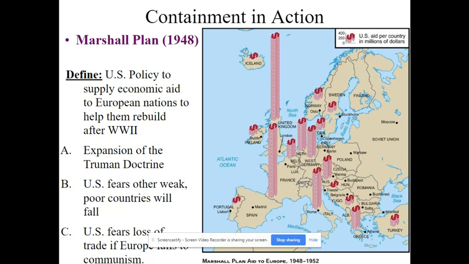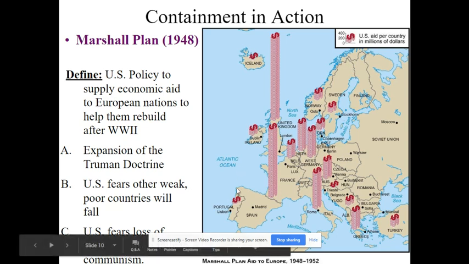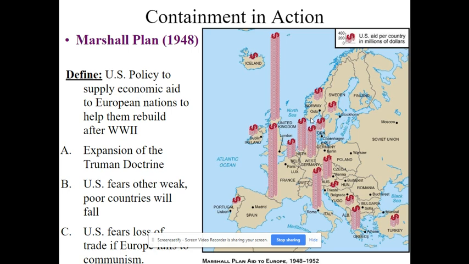If any of these countries feel the threat of communism, all they have to do is call the United States, and the United States will be there to help them and protect them. We're going to act as basically a big brother. The U.S. obviously fears that weak and poor countries will fall. And if all of Europe ends up falling under communist rule, that's going to eliminate all of our European trade allies, and that's going to hurt us economically pretty badly.